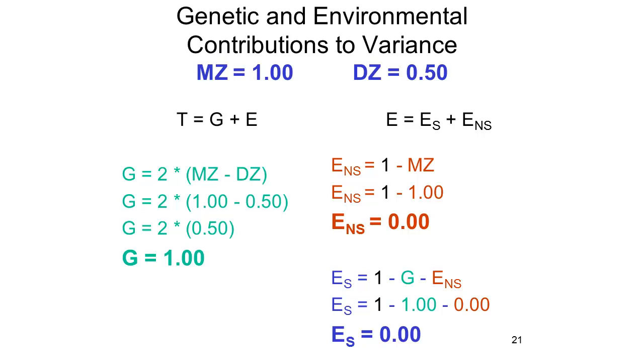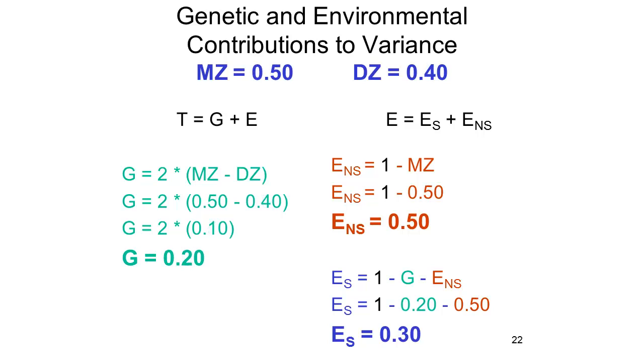The non-shared environment is estimated by 1 minus the MZ correlation. That's 1 minus 1, or 0, so there's no contribution from the non-shared environment. And we can estimate the contribution of the shared environment by subtracting from 1 the genetic variance and the non-shared environmental variance. 1 minus 1 minus 0 leaves 0, no contribution from the shared environment either. This is exactly what we'd expect if a trait were wholly inherited.